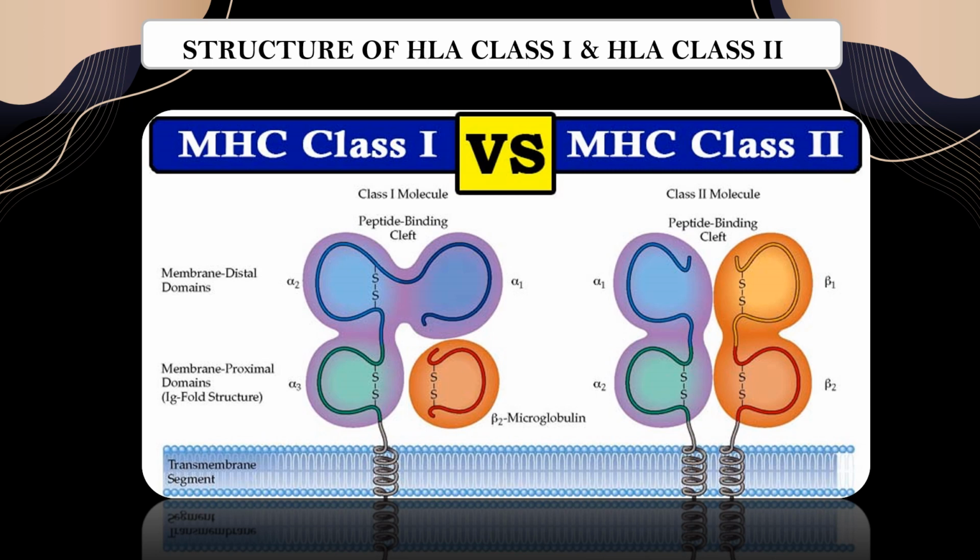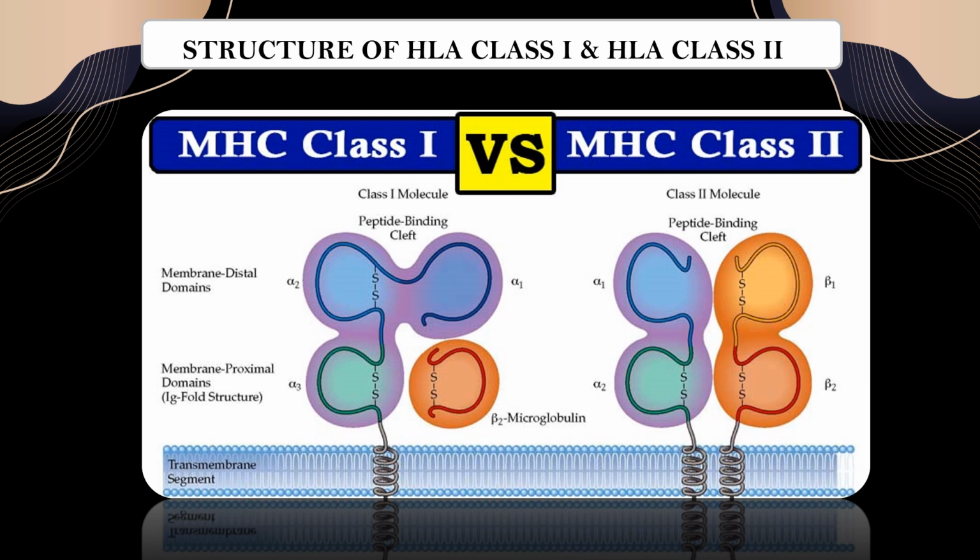So here is a nice illustration of the basic and simplified version of the structures of the HLA class 1 and class 2 antigens. So HLA class 1 are made up of two polypeptide chains, a heavy chain and a light chain. The heavy chain is basically encoded by the HLA genes and carries serologically detectable determinants such as alpha 1, alpha 2, and alpha 3, while the light chain is encoded by the chromosome and carries beta 2 microglobulin.